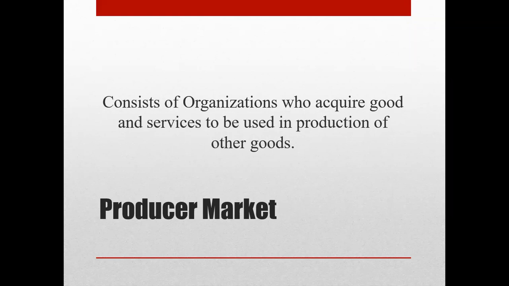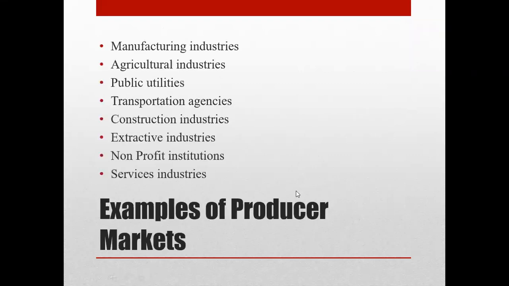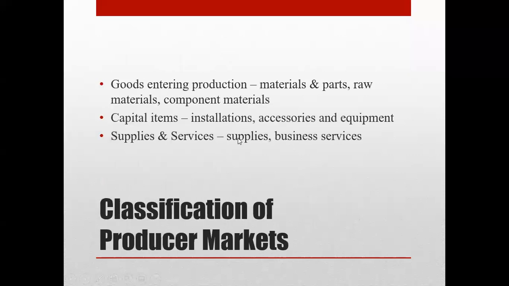So you have producers from maybe your baker that has just one oven and is producing cakes for customers, to the large baking organization that is producing thousands of loaves of bread every day. Do you understand? Both of them are producers and they all belong in the producer market. Some examples of producer markets: you have manufacturing industries, agricultural, public utilities, transportation, construction, extractive, which is mining and all that, and so on and so forth. So those are some examples of producer markets.